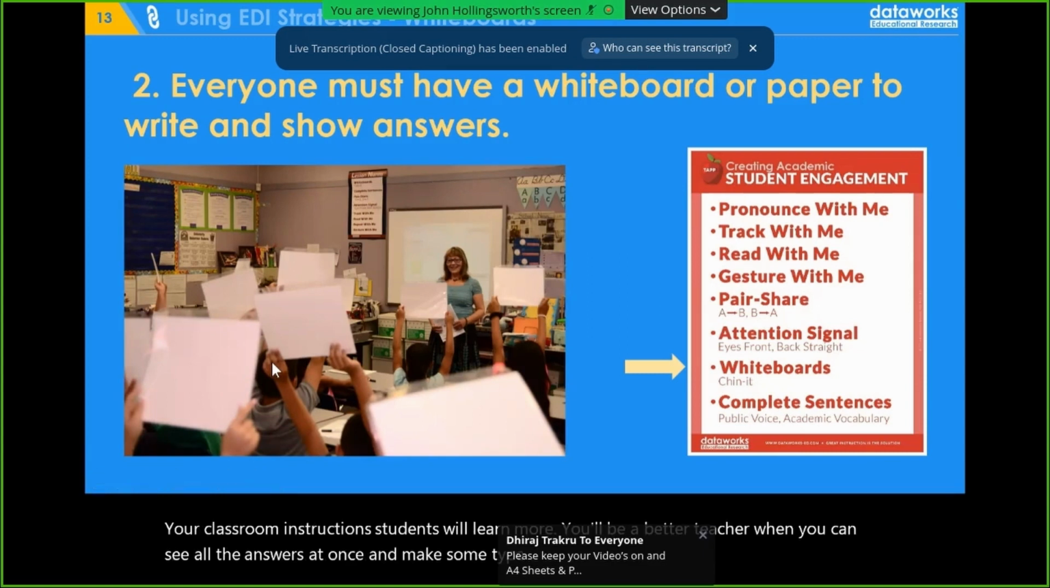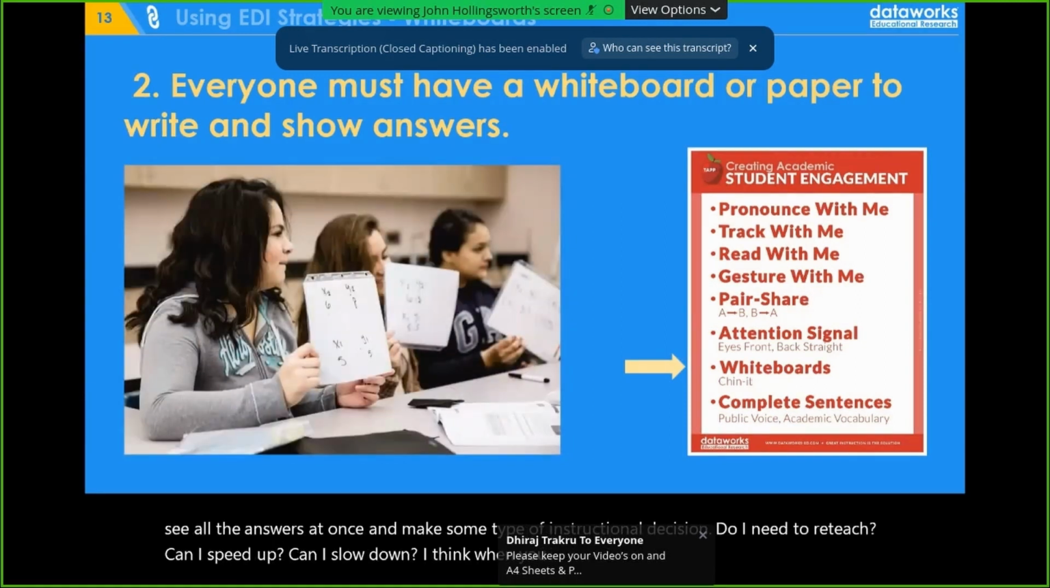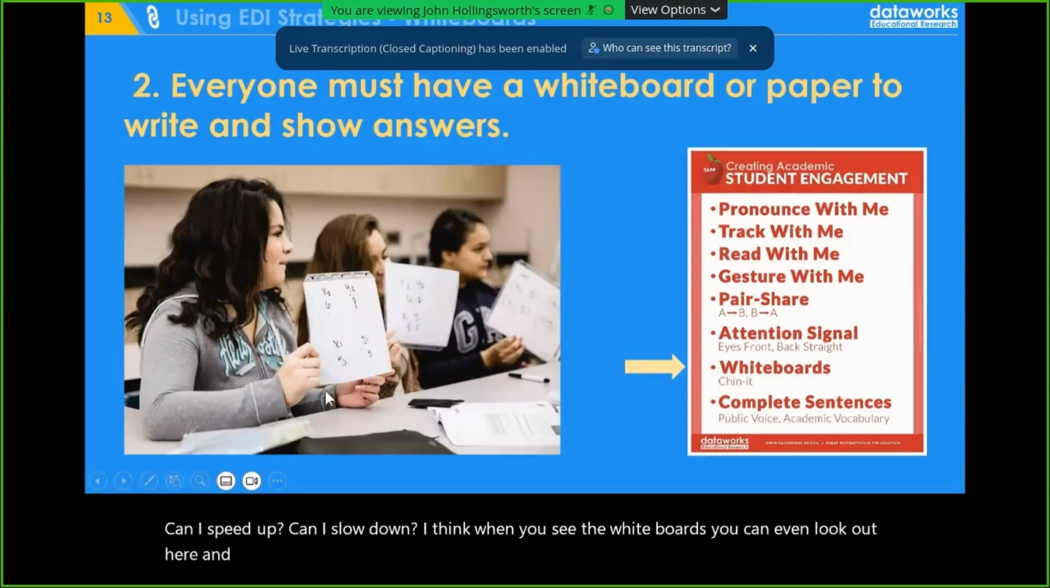You'll be a better teacher when you can see all the answers at once and make some type of instructional decision. Do I need to reteach? Can I speed up? Can I slow down? I think when you see the whiteboards, you can even look out here and sometimes you can identify mistakes.